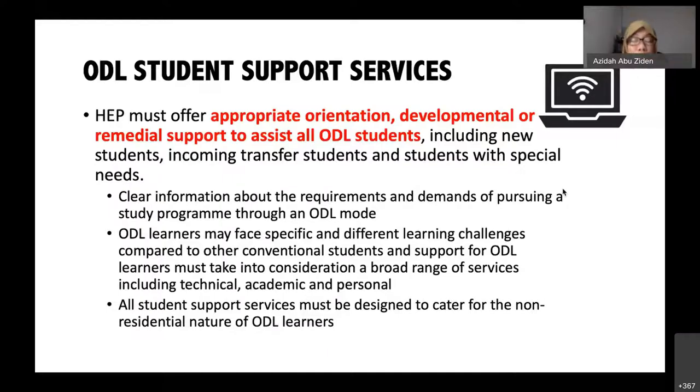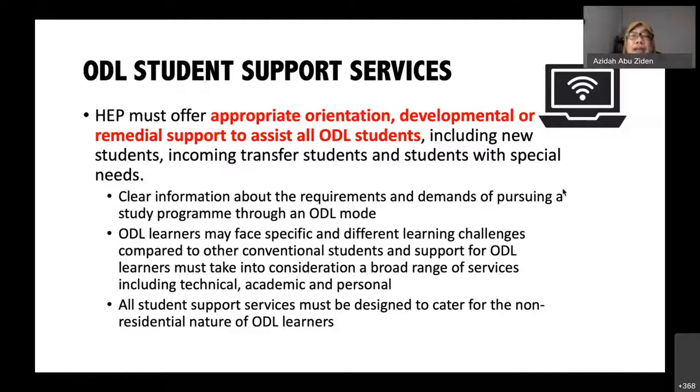However, I think this won't be a problem anymore because we have gone through this during COVID-19, our orientation week has been done online, so you can follow that, how we make available the documentation, the activities, whatever information via online. So they must have appropriate orientation. Developmental or remedial support to assist all ODL students, including new students, incoming students, and students with special needs.